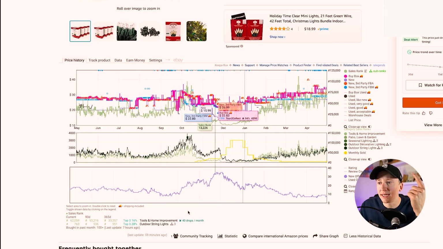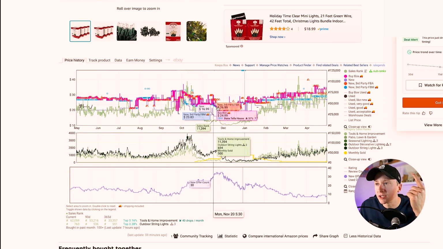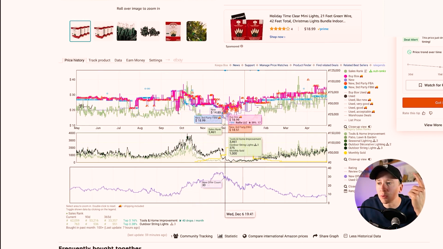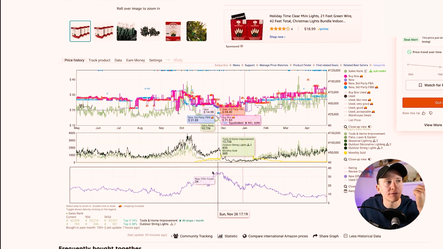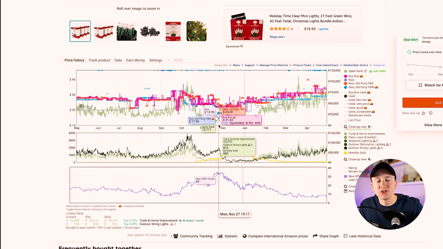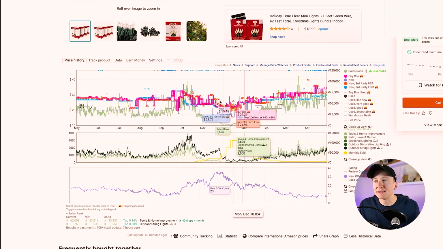Naturally, as there's more sales and we see more sellers and competition come on, we also then see the price drop from about $29 down to this $20 price point whenever we're at the peak of the amount of sellers here. So we're seeing that as the amount of sellers increase, the price drops, and that is just a very good indicator of what we should expect during that selling season.